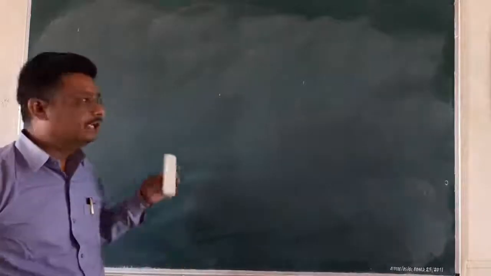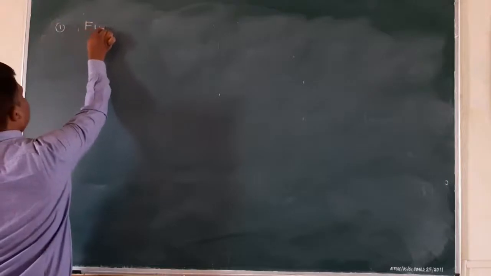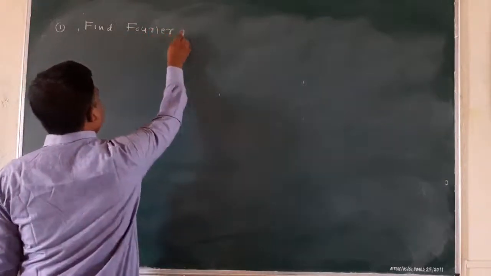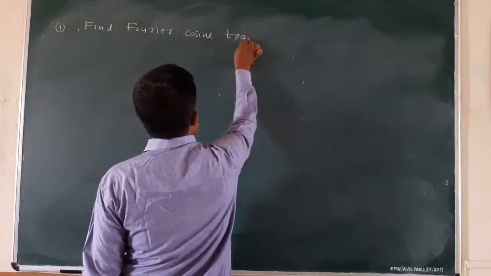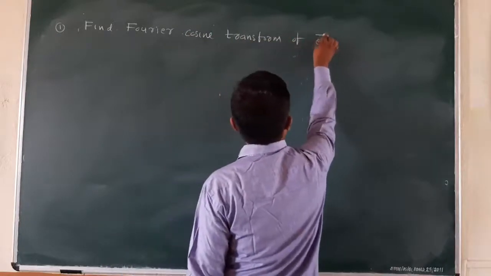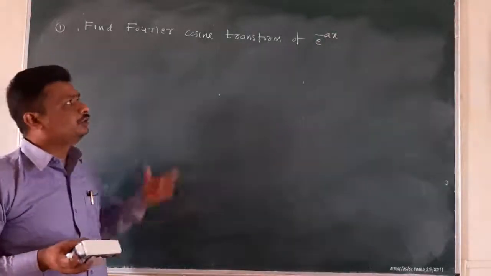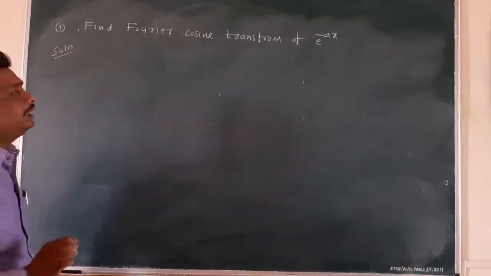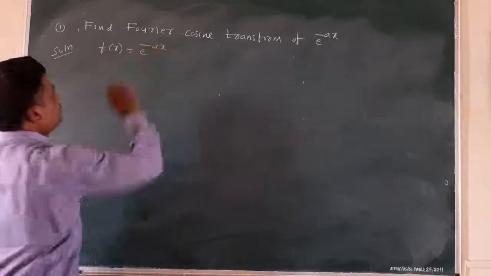So now I will take one example on Fourier cosine transform. Find the Fourier cosine transform of e to the power of minus a x. So in this example, we are going to find the Fourier cosine transform. Here f of x is e to the power of minus ax.